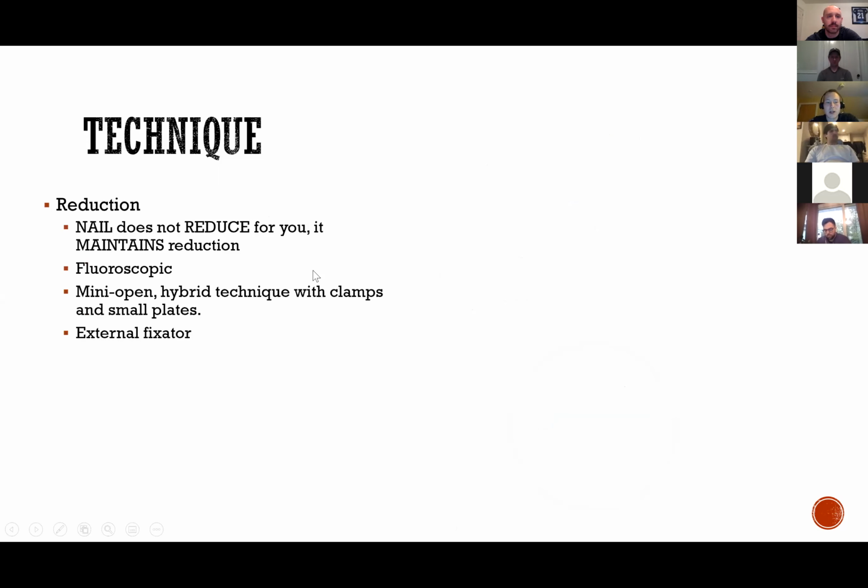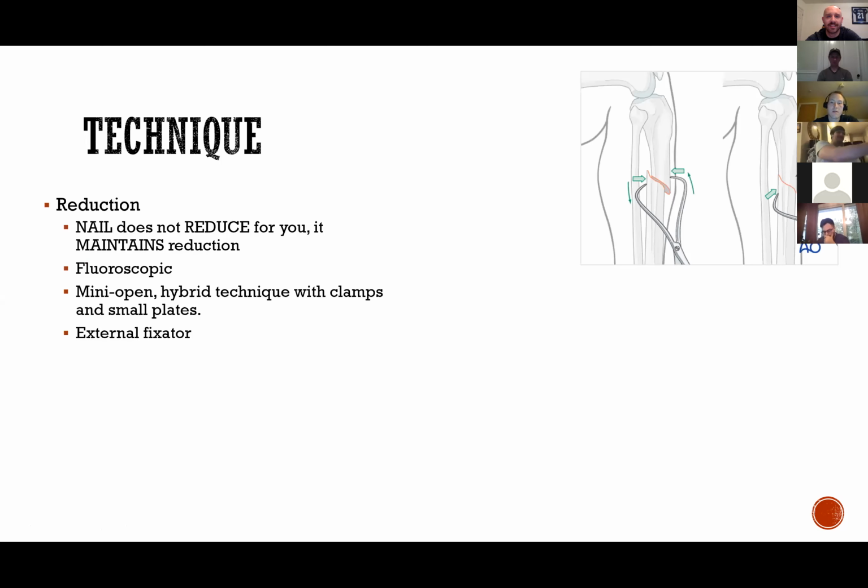So a little about the reduction. This is critical, okay? The nail does not reduce the fracture for you. There are times when a nail may help you, but that should never be your goal. The nail maintains the reduction after you have obtained it. You're going to be doing a reduction predominantly by fluoroscopic technique. You're going to be looking at the fragments under radiographs and aligning them in a variety of ways.